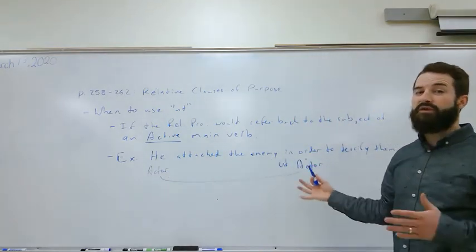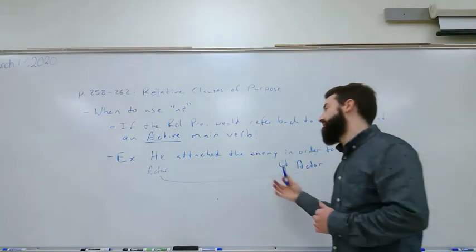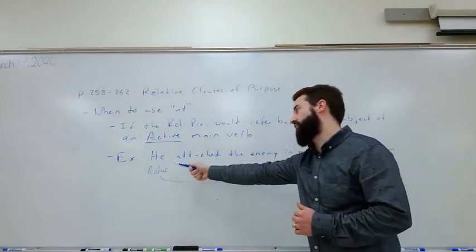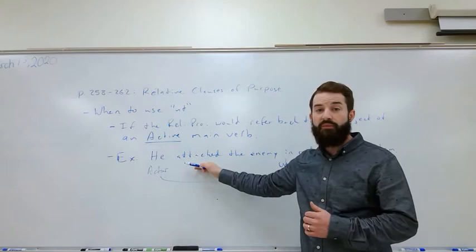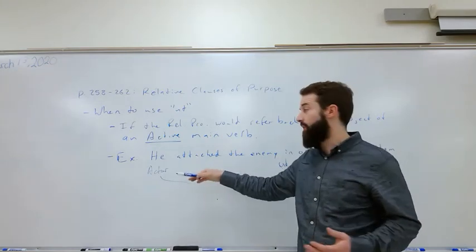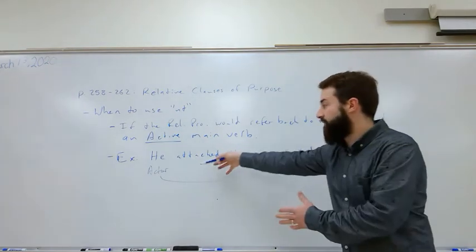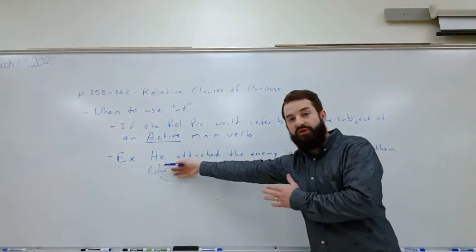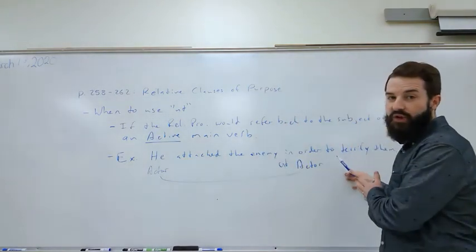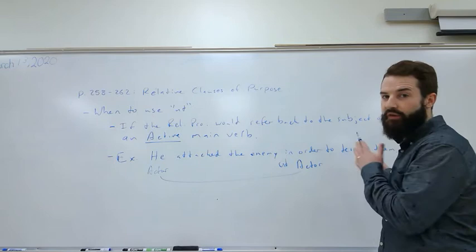So that's the first thing you always want to check. You want to look at the sentence and say to yourself, okay, just double check, is it an active main verb? That means active, not passive, right? And if it's an active main verb, is the person doing it the same person who's doing the action in the subordinate clause? And you always just want to check that first.